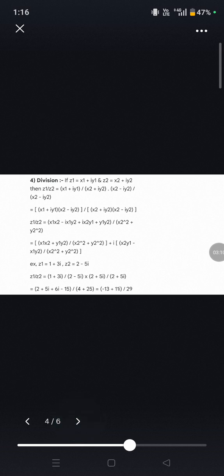Now we'll see division. Finally, let's look at division. This is a bit unique because we cannot leave an imaginary unit i in the denominator. To remove it, we use the complex conjugate. If we have z1 divided by z2 is equal to x1 plus iy1 divided by x2 plus iy2, we multiply both the numerator and the denominator by the conjugate of the denominator, which is x2 minus iy2. In the denominator we get (x2 plus iy2) multiplied by (x2 minus iy2), which simplifies to a real number, x2 square plus y2 square.